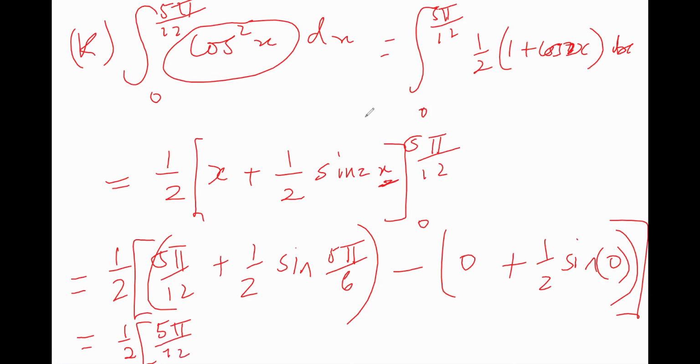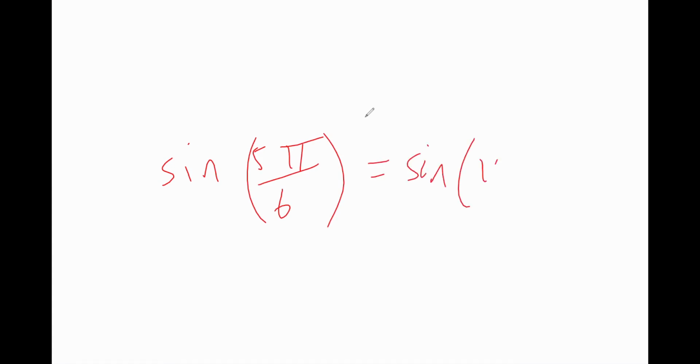This is why I told you all, the easiest tool to have is really the Casio. If you punch in sine 5 pi on 6, you're going to get a nice answer. But you don't need it, because sine 5 pi on 6 is actually the same as sine of pi minus pi on 6.